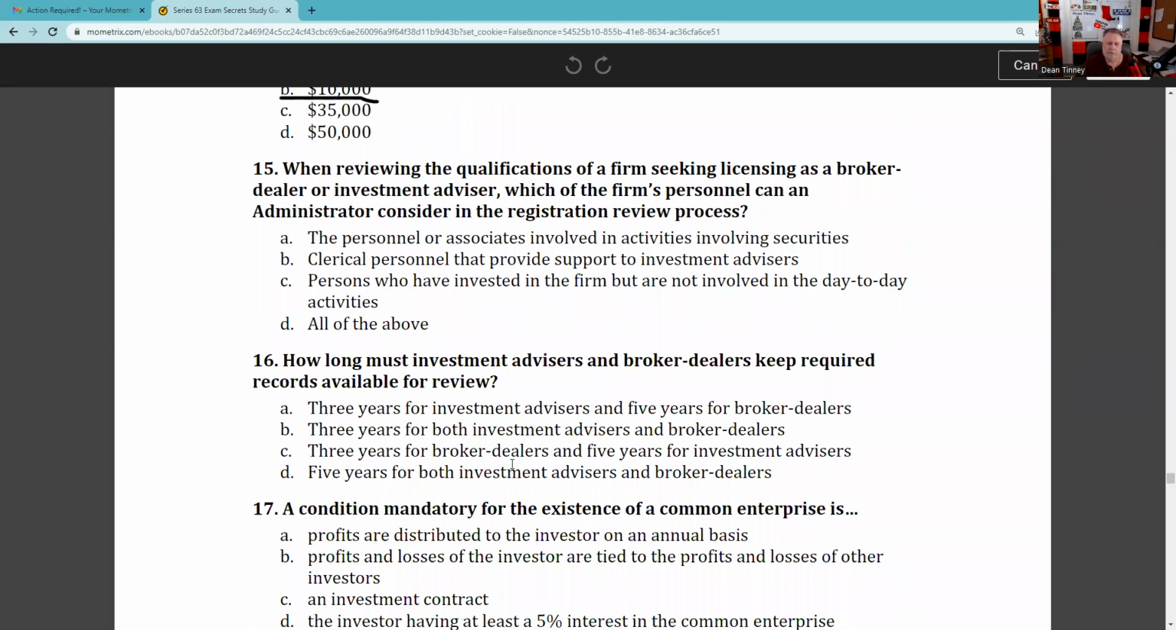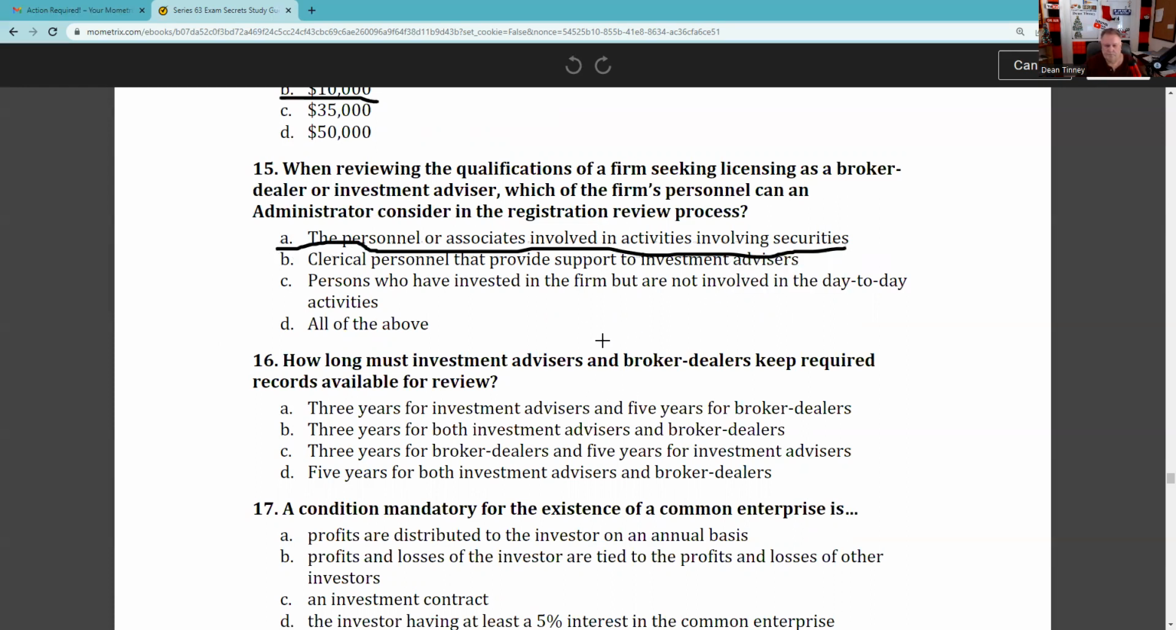15, when reviewing the qualifications of a firm seeking licensing, I hate that word. Everybody uses it, drives me nuts. Seeking registration is the word I prefer. Registration as a broker-dealer or investment advisor. Which of the firm's personnel can the administrator consider in the registration review process? So one of these people is different than the other. So again, a pivot word, clerical, right? So it's going to be A.